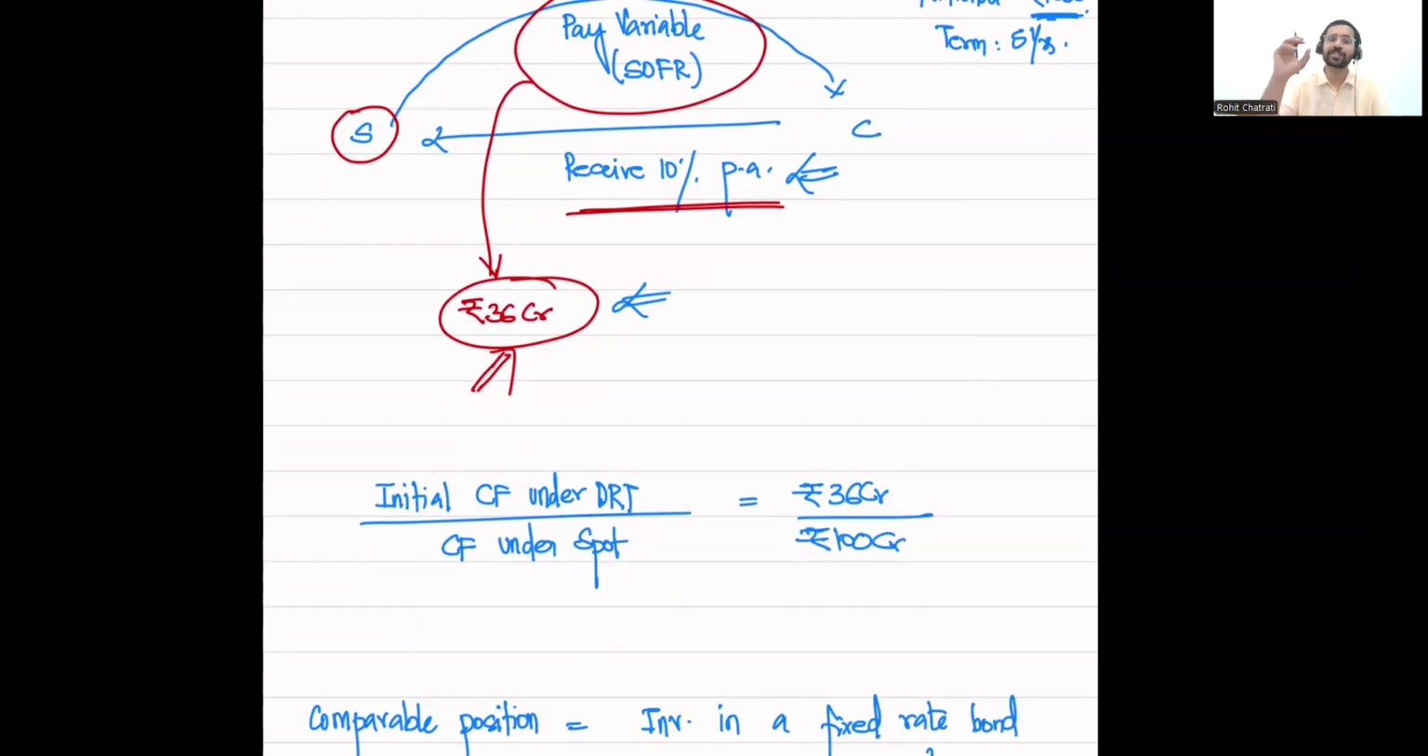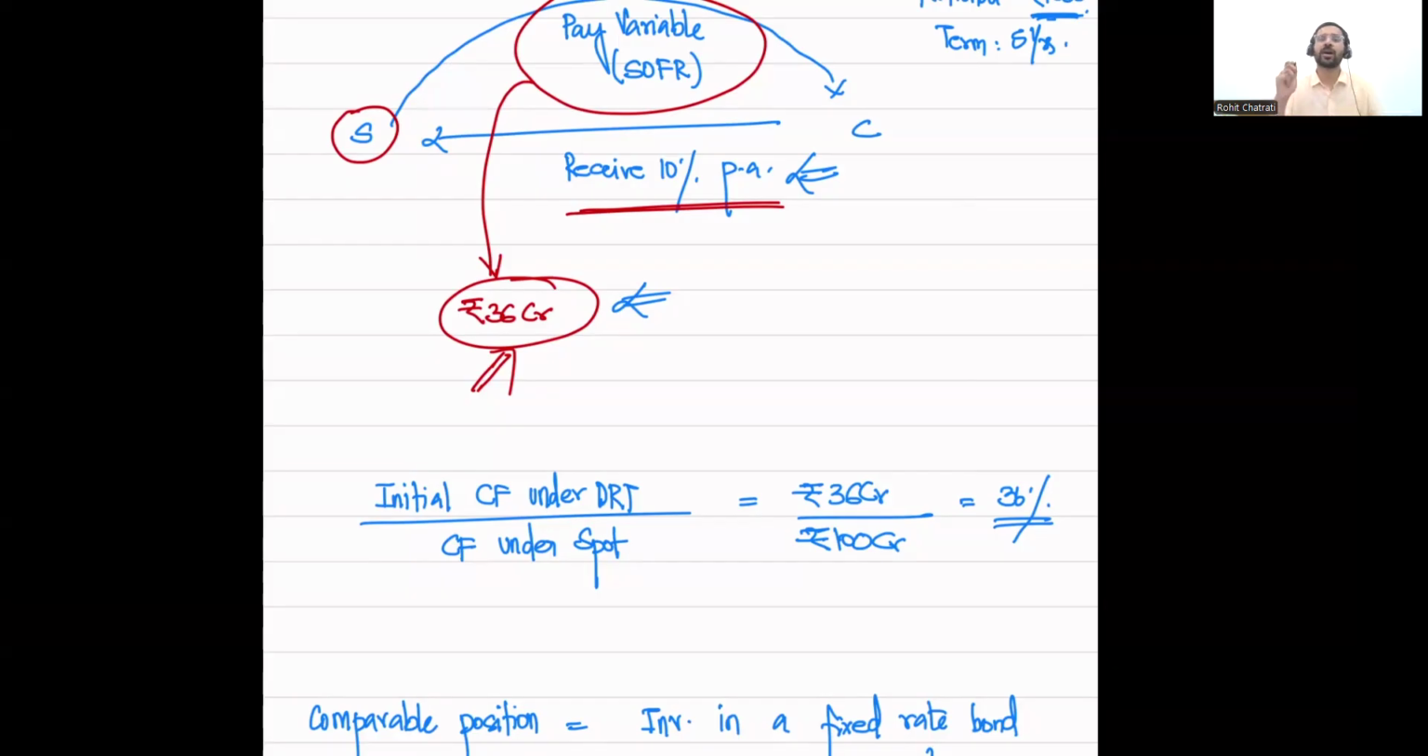To purchase a fixed rate bond, typically you would obviously have to invest approximately 100 crores. A bond need not always trade at par, it can trade at a discount or at a premium, but I'm considering that the bond is trading at par. Therefore, the initial investment under the derivative contract is only 36 percentage of the cash outflow that we would have incurred under the spot market.